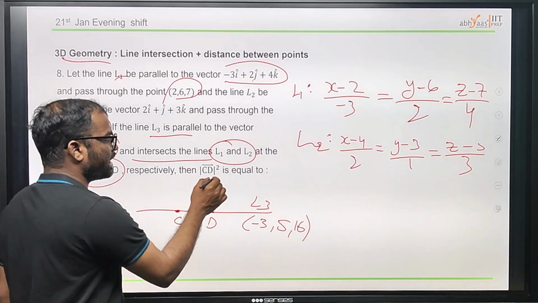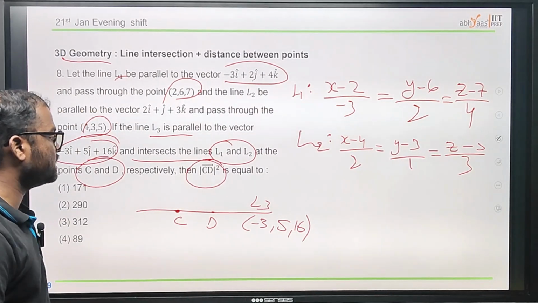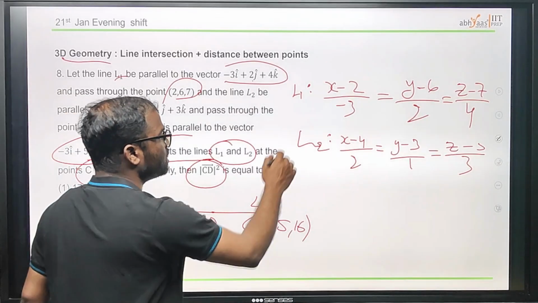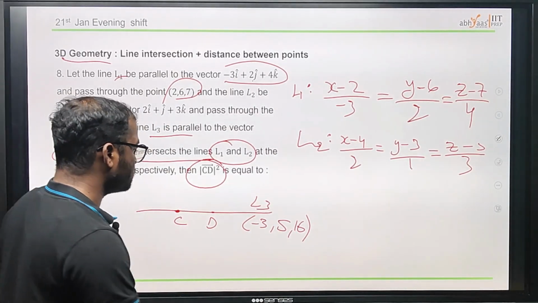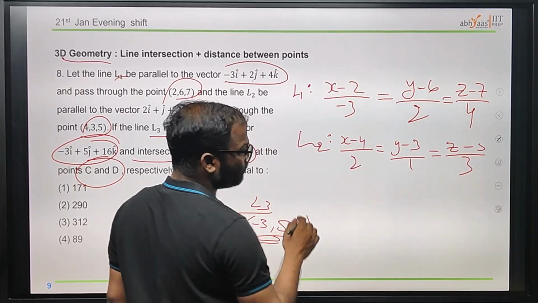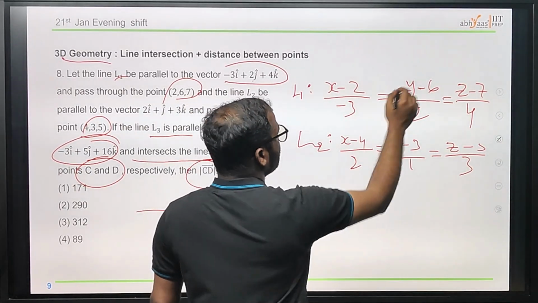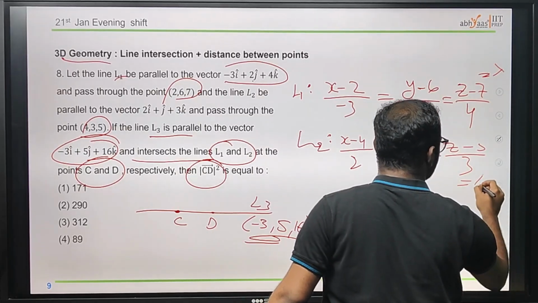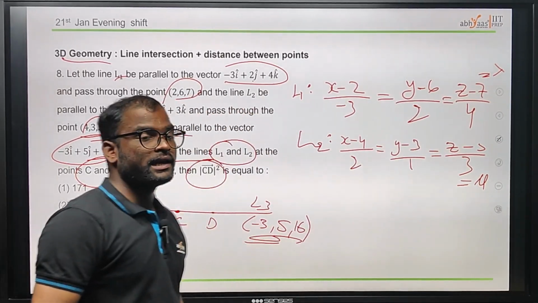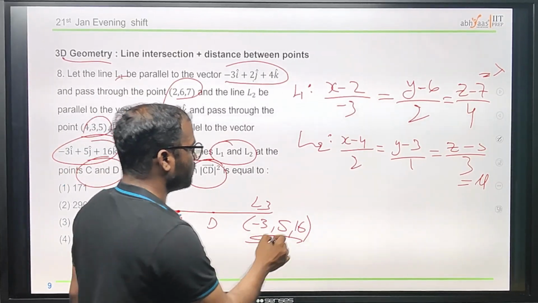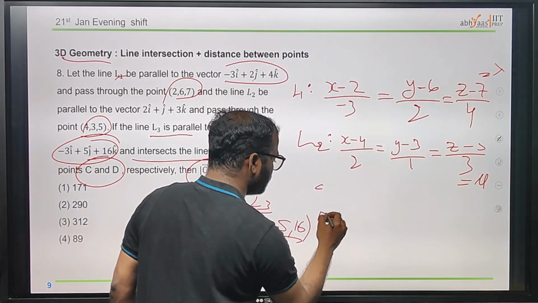We need to find the distance, the magnitude square of C and D. In order to find that, first we need to find C and D. By using L1 and L2 and the direction ratios, we can easily find them. Firstly we assume these ratios equal to lambda and mu respectively. After making it lambda and mu, we can easily find C and D.